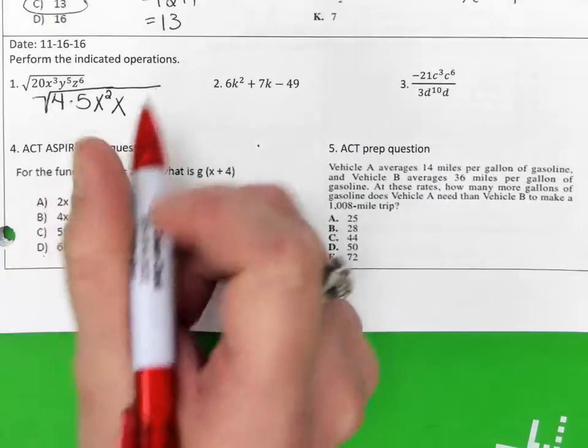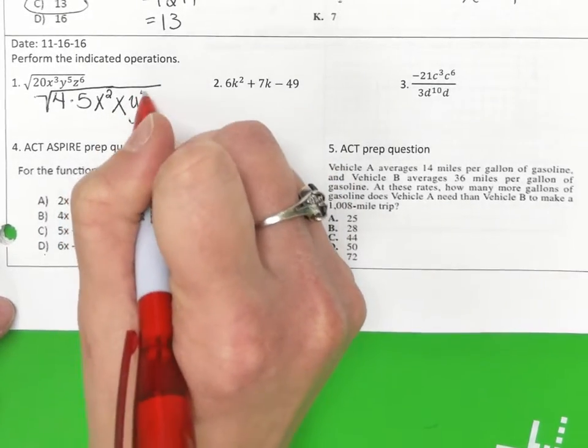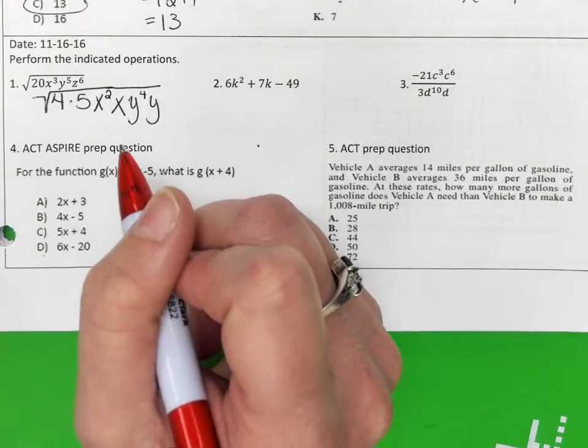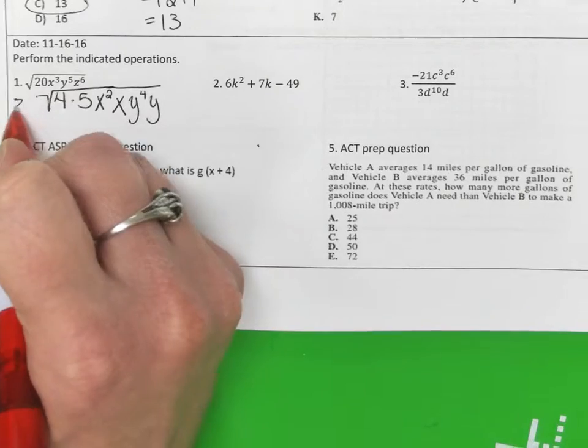All right, what about the y to the 5? Very good. What about the z to the 6? No, it goes to the outside. It goes to the outside as?